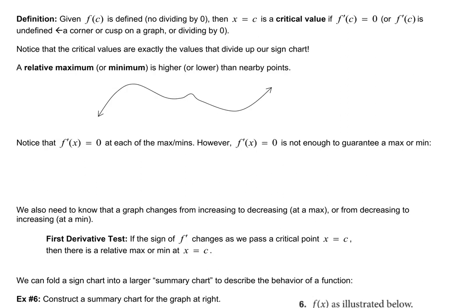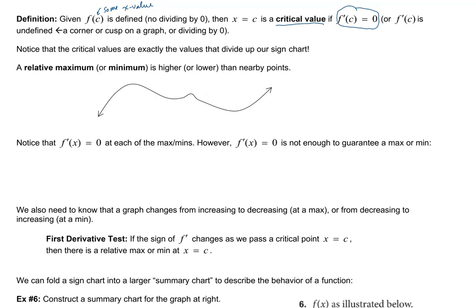Welcome back to 3.1, Part 2. So here is a definition. Given that f of c, where c is some x value, so given that the function itself is defined, meaning we're not dividing by 0 in particular, or going off to infinity, if f of c is defined, then x equals c, that input value, is a critical value if the derivative is equal to 0.